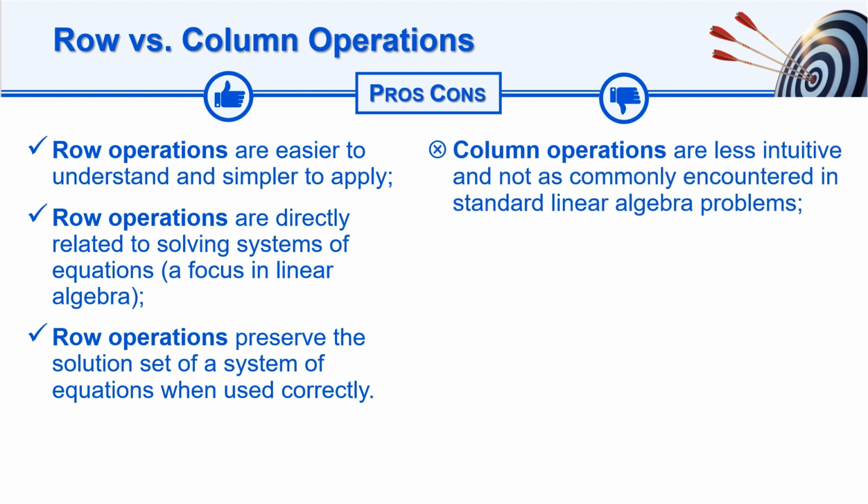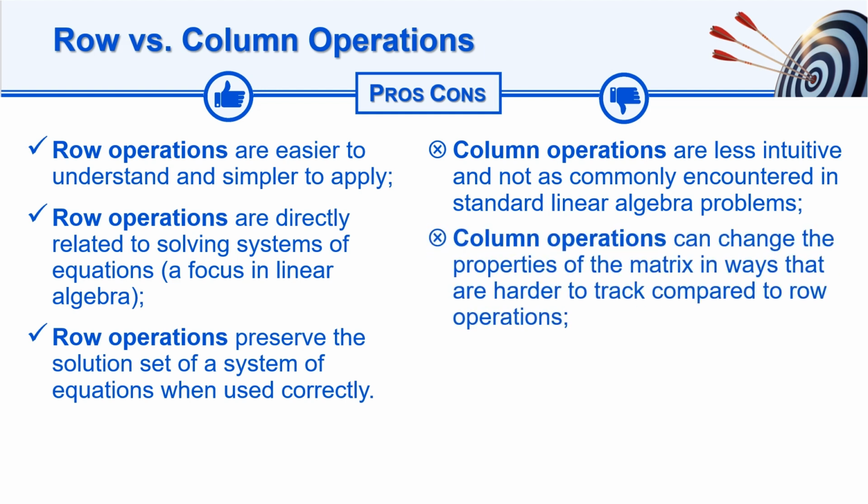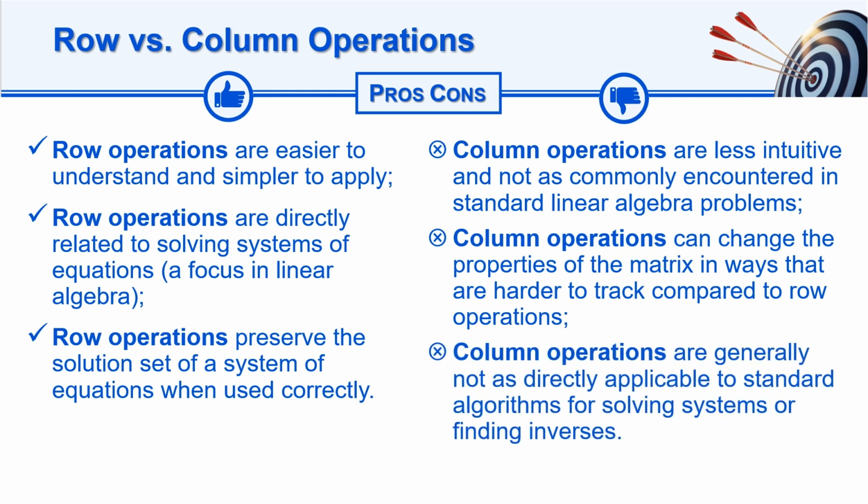Column operations are less intuitive and not as commonly encountered in standard linear algebra problems. Column operations can change the properties of the matrix in ways that are harder to track compared to row operations. Column operations are generally not as directly applicable to standard algorithms for solving systems or finding inverses. That is why the majority of computer codes make use of row operations.